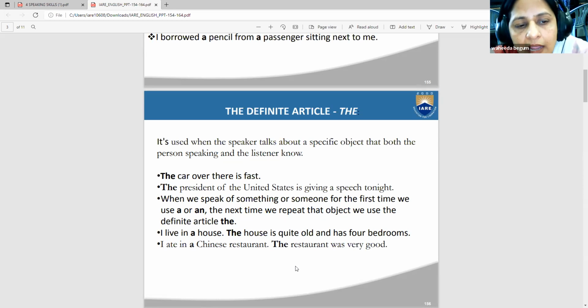Example, I live in a house. The house is quite old and has 4 bedrooms. Which house am I talking about? The one I live in. I am not using the definite article in the first place, because I am talking about one house.